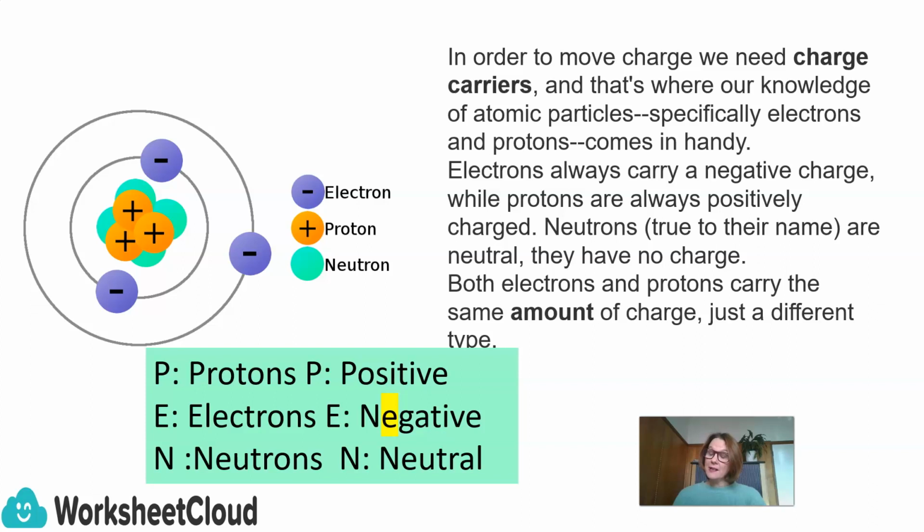Like I like to tell my grade 6s when I'm teaching them this section, a good way to remember is look at P. P is for protons, which are positive. P, protons, P, positive. E is for electrons, E, negative. And always think of the E there for negative. That's how you remember electrons are negative. And N for neutrons is easy. N, neutrons, N, neutral. Just a little simple way to remember.